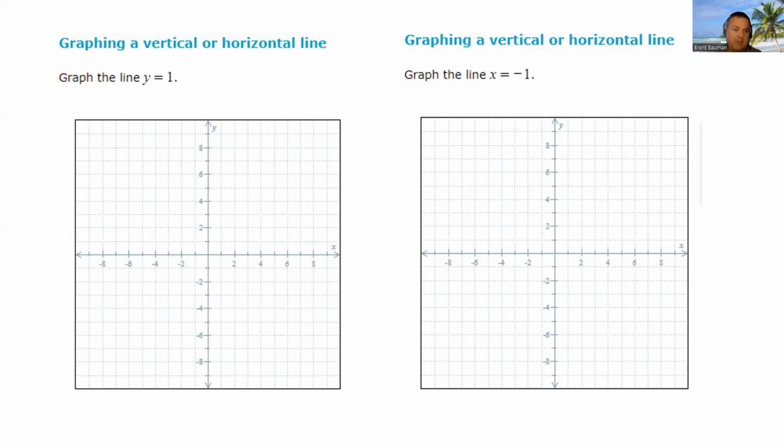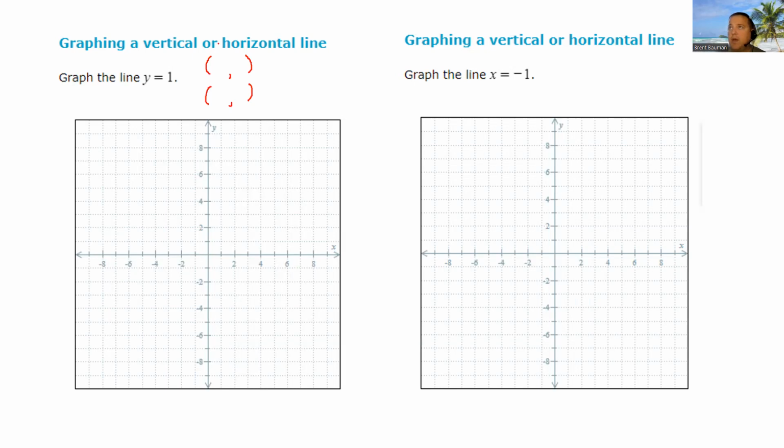Let me get my pen set up. There we go. Okay, so we'll start with the first one. So notice that this one starts with y equals. So what we're dealing with here is a linear equation where all of the ordered pairs have a y value of 1. So if I start making ordered pairs, and remember I only need 2 to graph our line, it's telling me y equals 1.